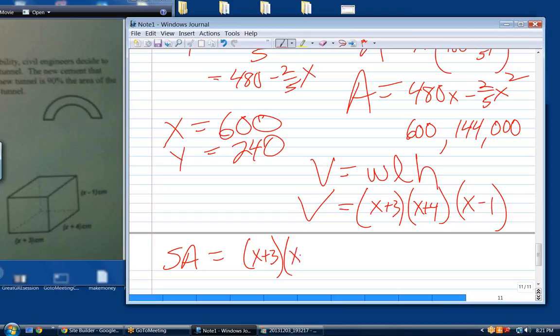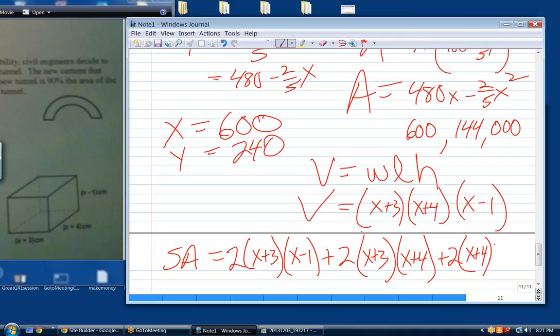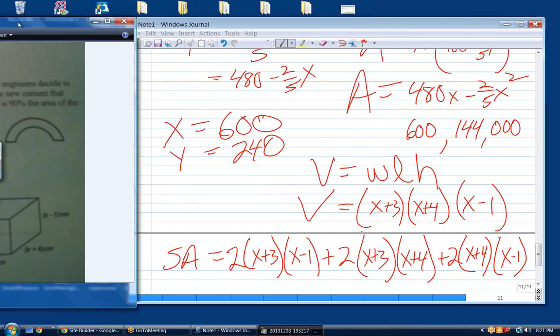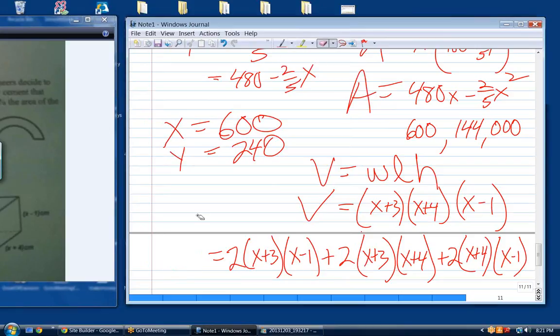So in the calculator, you have to put in 2, and then the x plus 3 and the x minus 1. You have to do that for each of those. Just know that you have to do all combinations you can do. And the last combination is x plus 4 times x minus 1. And they've given us the surface area, correct? 779.5. Yeah. So I can erase this SA and write 779.5.